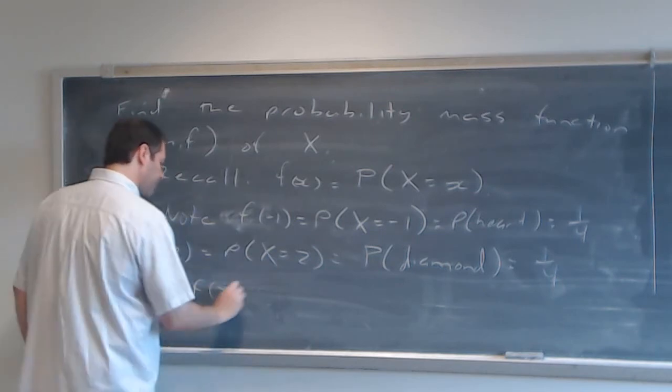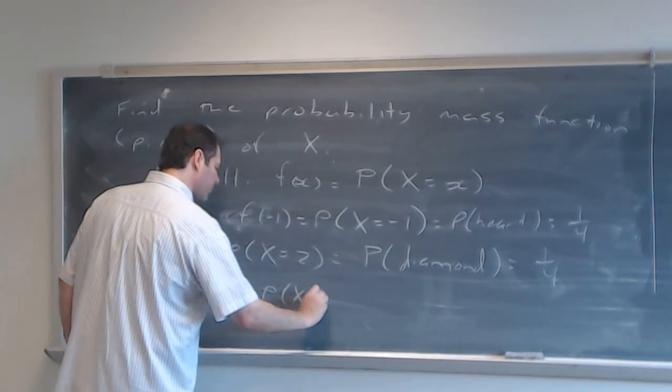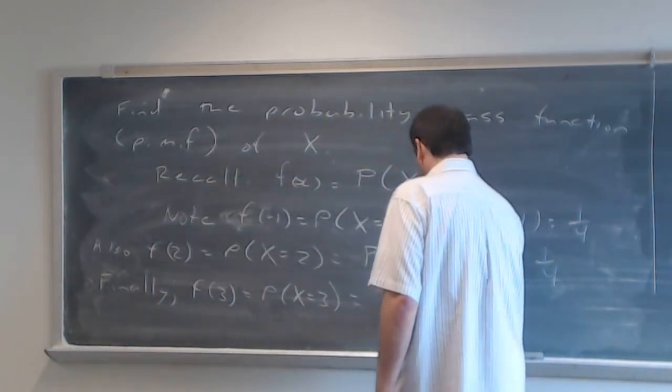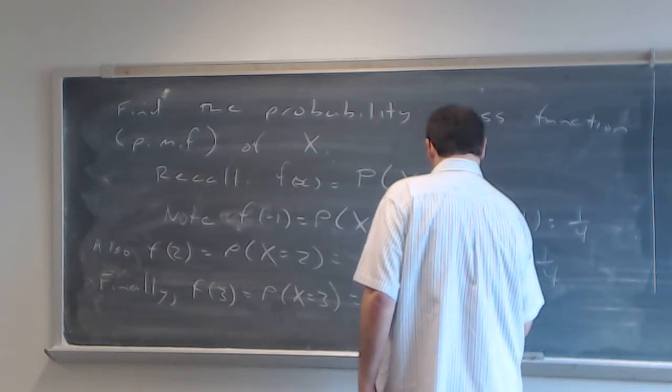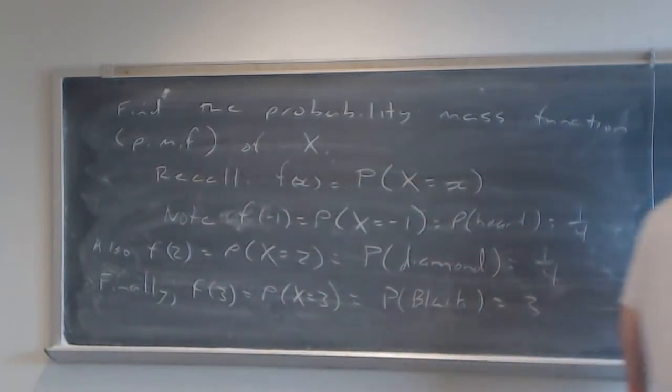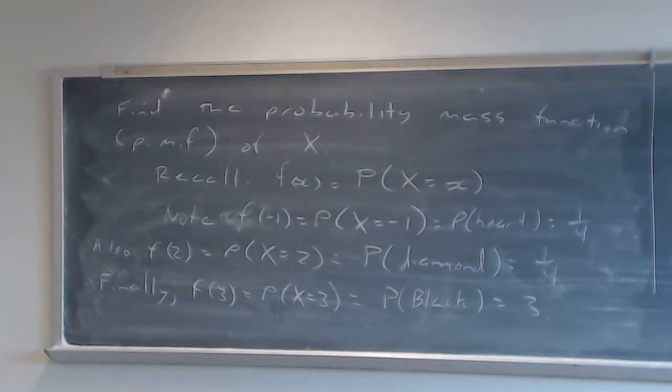And finally, f of 3, that's the probability X is equal to 3. And that's equal to the probability of getting a black card. And the chance of that happening was 3. So any other number for our PMF's input value would generate 0. So I'm ready to write down this piecewise defined function that is the PMF of our example.